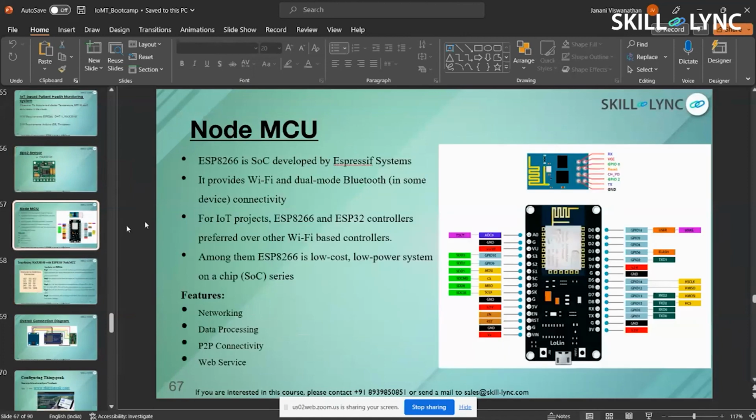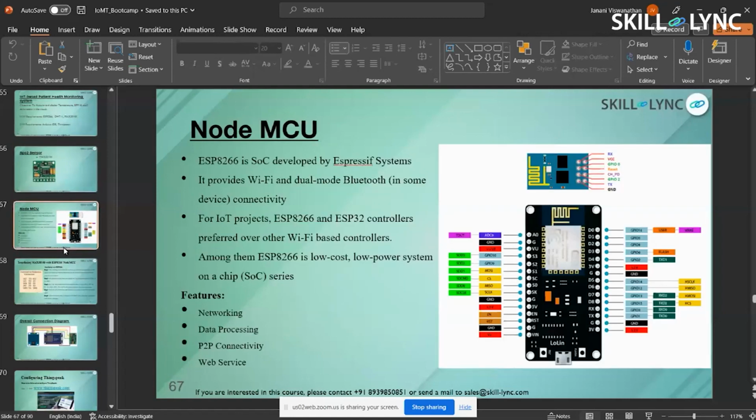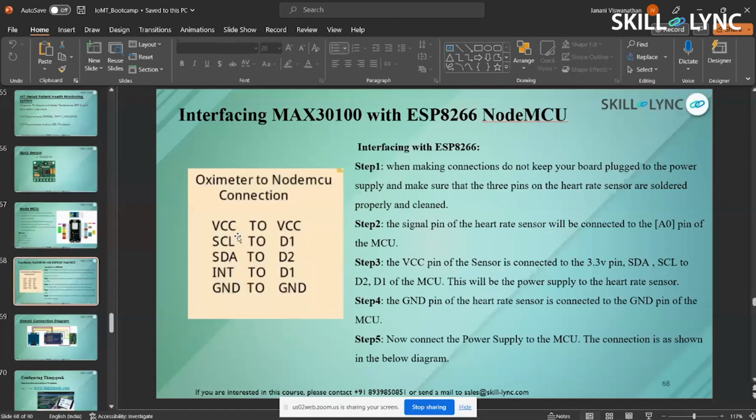I'm going to use NodeMCU, which is Wi-Fi enabled. If I connect this SpO2 sensor with my NodeMCU, then I can transmit the data to the cloud and do analytics. In the MAX30100, you can see 5 pins. One pin is VCC, which will be connected to the VCC of your ESP. The SCL pin of the MAX30100 will be connected to the D1 pin. SDA will be connected to the D2 pin. INT will be connected to the D1 pin again. And ground will be connected to ground.